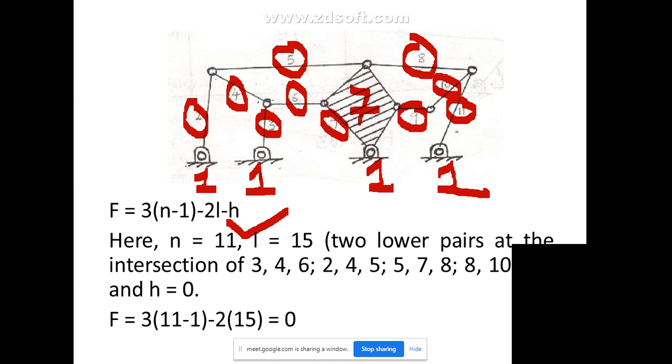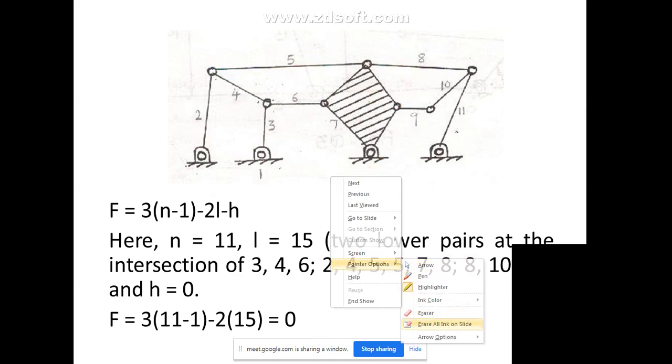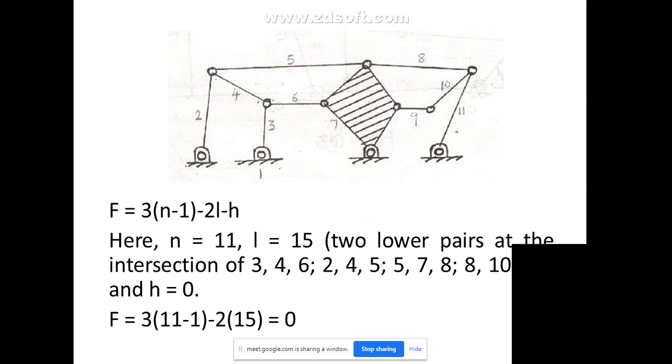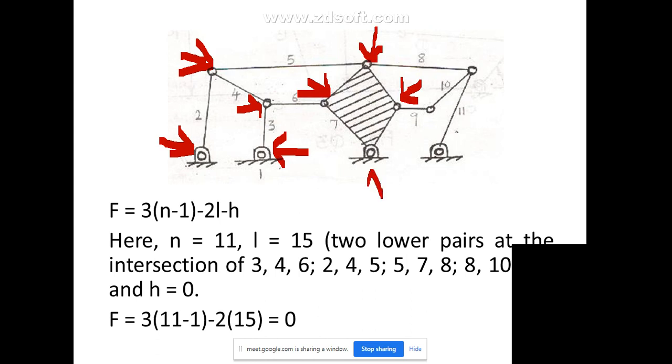Okay. So in this case, you have to count the number of joints now. So this is 1, then 2, 3, 4th, 5th, 6th, 7th, 8th, 9th, 10th, and then 11. Okay, you got 11 joints. Now you see which joint is having more than 2 links.